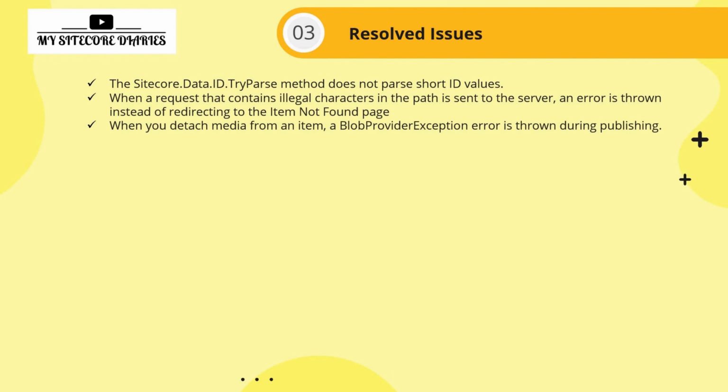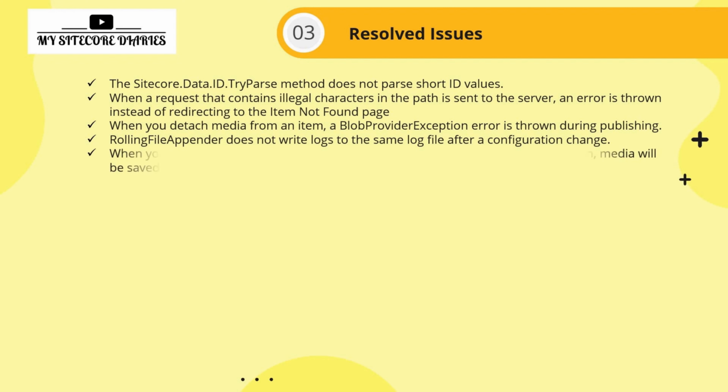When you detach media from an item, a blob provider exception error is thrown during publishing. So this was an error which they have fixed. Rolling file appender does not write logs to the same log file after a configuration change. When you change the configuration, it is not writing into the same log file, it is creating a new file. So they have changed that.